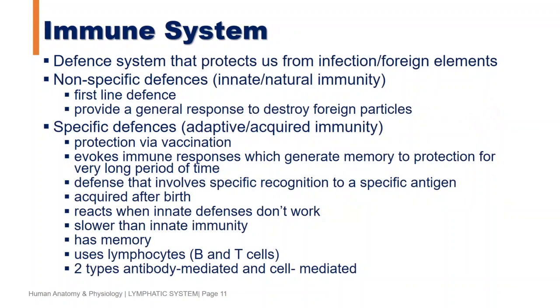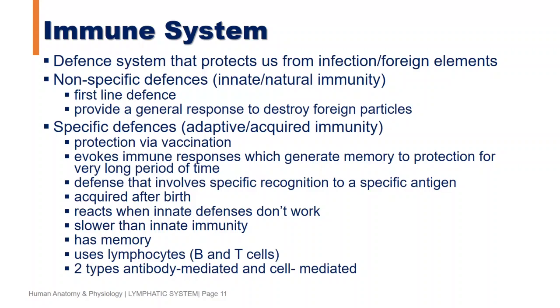Immune system. A defense system that protects us from infection and foreign elements. Non-specific defenses, innate or natural immunity, is our first line of defense and provides the general response to destroy foreign particles. Specific defenses, adaptive or acquired immunity, protection via vaccination, evokes immune responses which generate memory for protection for a very long period of time. Defense that involves specific recognition of a specific antigen.